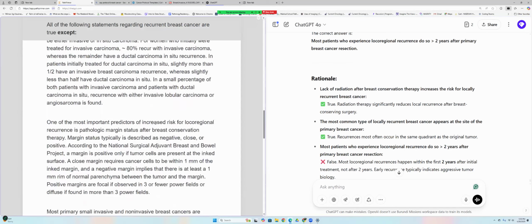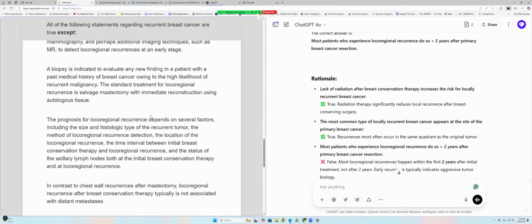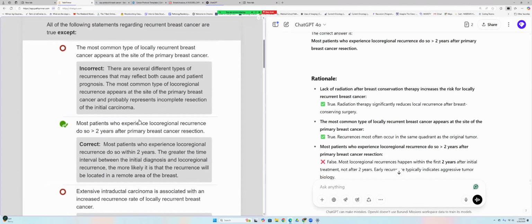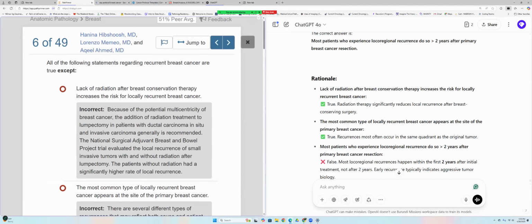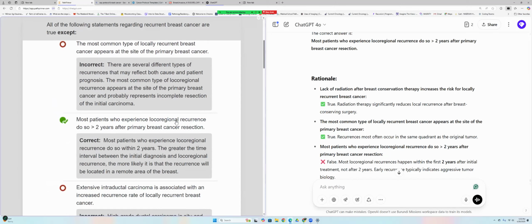Now, what's the answer? The answer about recurrent breast cancer is this. It says that most patients who experience locoregional recurrence do so greater than 2 years after primary breast cancer resection. So most patients who experience locoregional recurrence do so within 2 years. The greater the time interval between the initial diagnosis and the locoregional recurrence, the more likely it is that the recurrence will be located in a remote area of the breast. What does that mean?